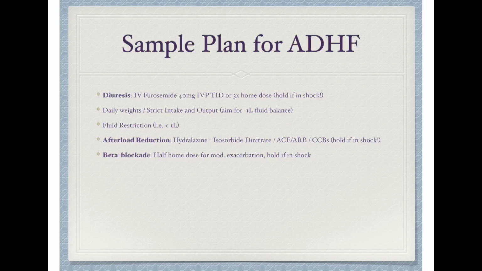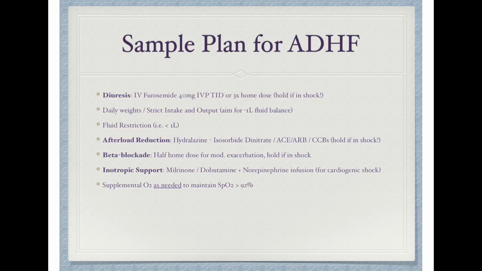For beta blockade, you should halve the dose for moderate exacerbations, those patients who are warm and wet, hold them in shock, and continue full dose in patients who are warm and dry. We'd consider inotropic support with milrinone and dobutamine as an adjunct to norepinephrine for cardiogenic shock. Give supplemental oxygen as needed to maintain saturation greater than 92. Consider positive pressure ventilation, such as CPAP, for patients in respiratory distress, particularly those patients with a warm and dry phenotype.